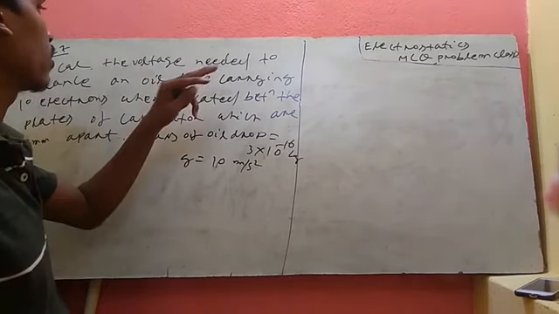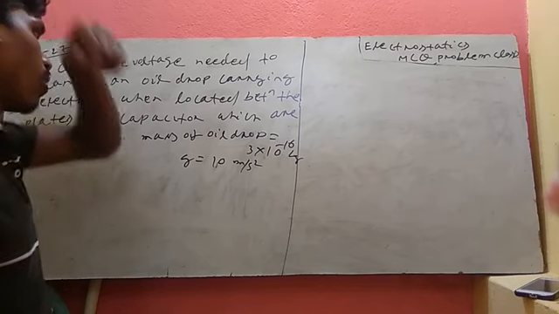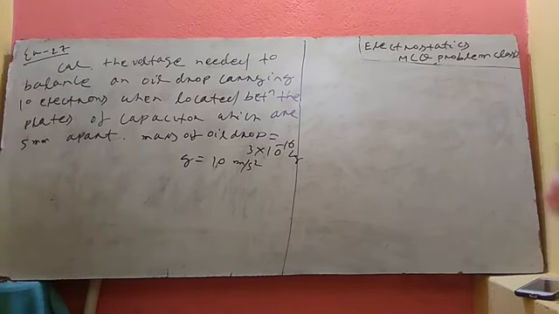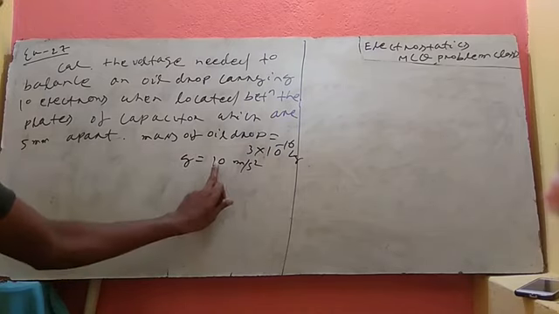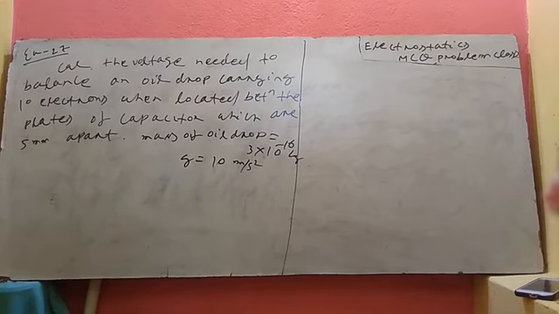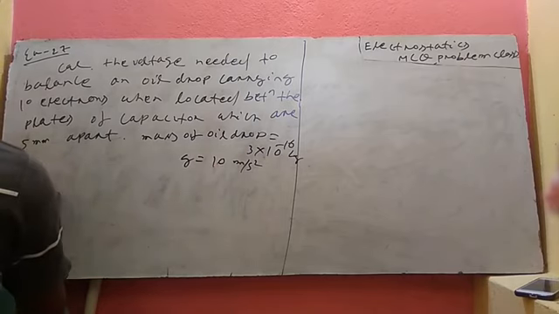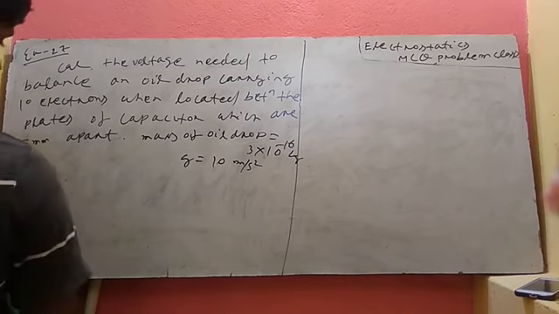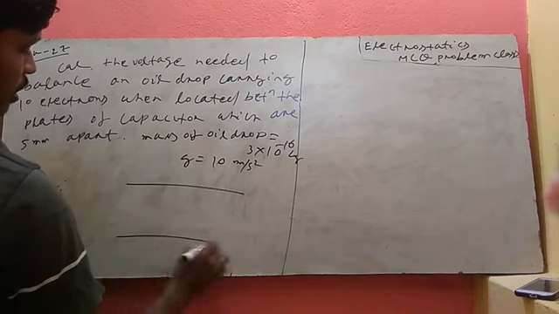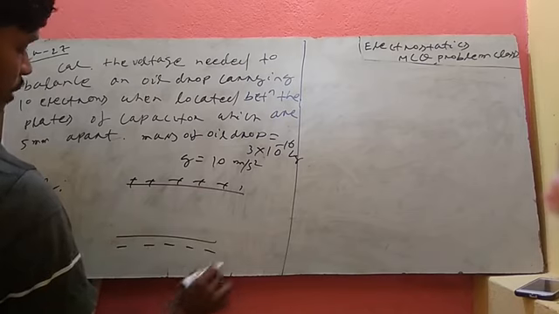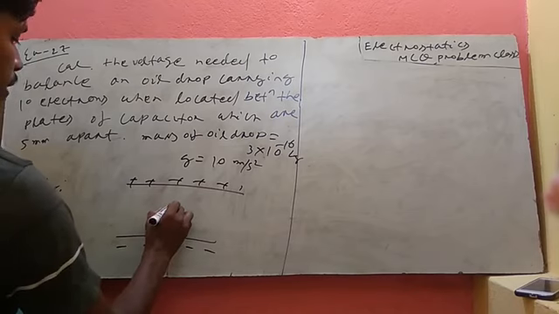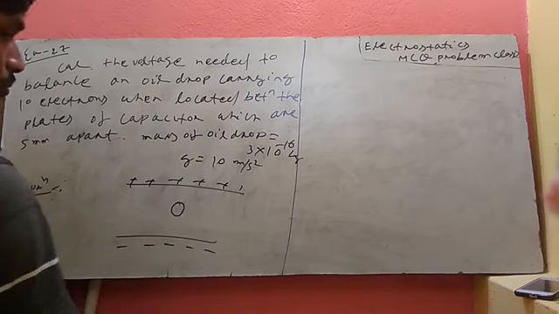Calculate the voltage needed to balance an oil drop carrying 10 electrons when located between the plates of a capacitor which are 5 mm apart. The mass of the oil drop is given. The value of g is 10 meter per second squared. Here is the solution you can write. The capacitor has one positive plate and another negative plate. Here the oil drop is present inside the two plates.